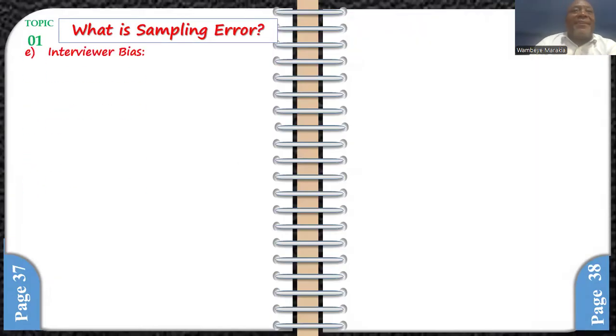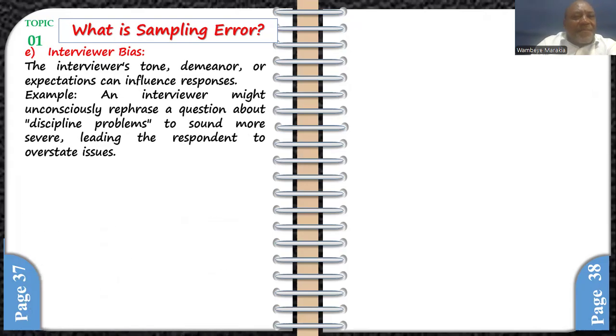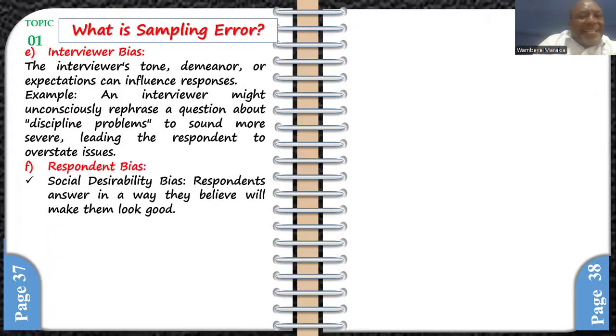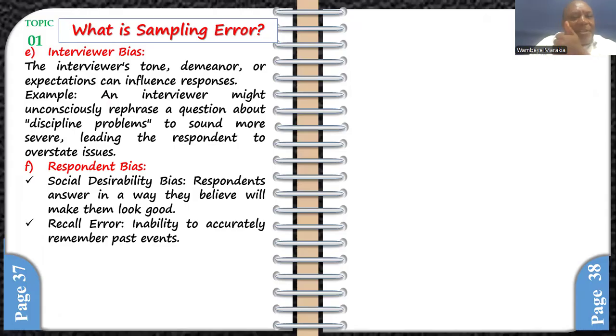Now, also we have interviewer bias. In this case, the interviewer's tone, demeanor, or expectation can influence the responses. An interviewer might unconsciously rephrase a question about discipline problems to sound more severe, leading the respondents to overstate the issues. Then we have the respondent bias. The first one is interviewer bias, and this one is the respondent bias.